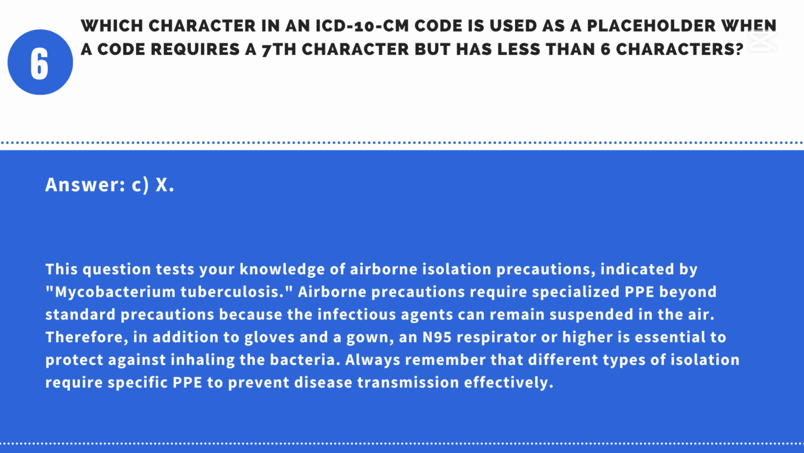Answer: C. X. This question asks about the use of a specific character in ICD-10-CM code structure. The placeholder character X is used to fill empty character positions when a code needs a seventh character but is only 4 or 5 characters long. It ensures that the seventh character is correctly positioned. For instance, if a 5-character code requires a seventh character, you would use an X in the 6th position. This ensures the code structure is maintained for accurate reporting.